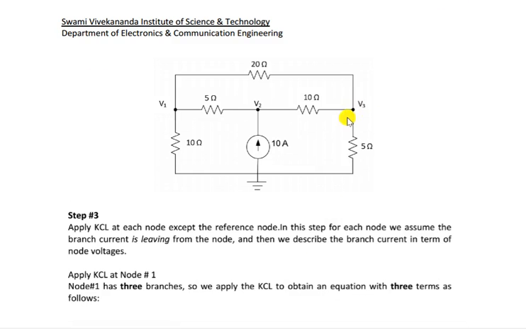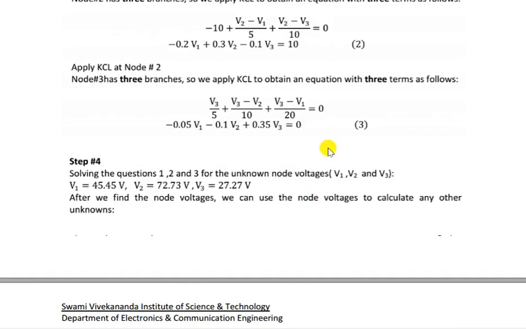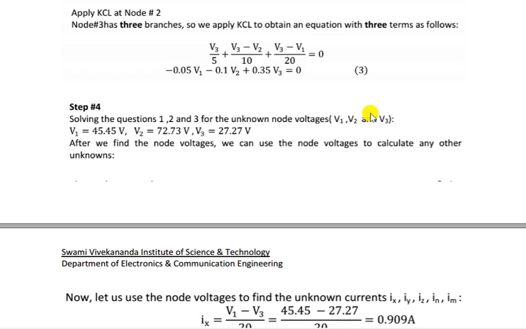Now the third equation: V3 minus V2 divided by 10, V3 minus 0 divided by 5, V3 minus V1 divided by 20. That is the summation of three currents equal to 0. So we got three equations and we can solve to get V1, V2, V3.